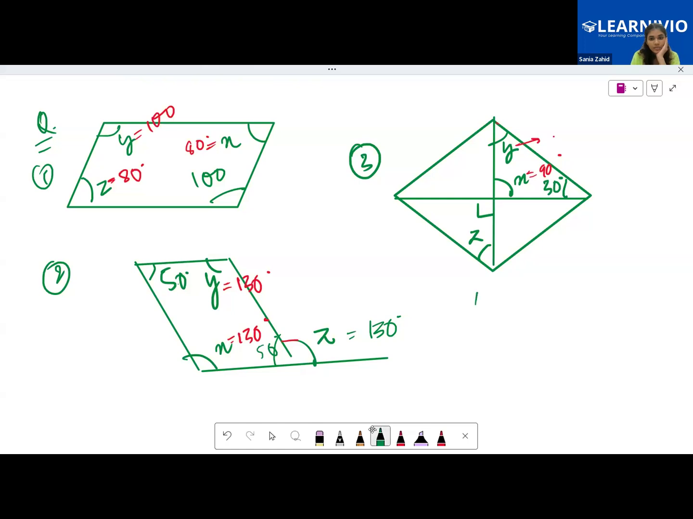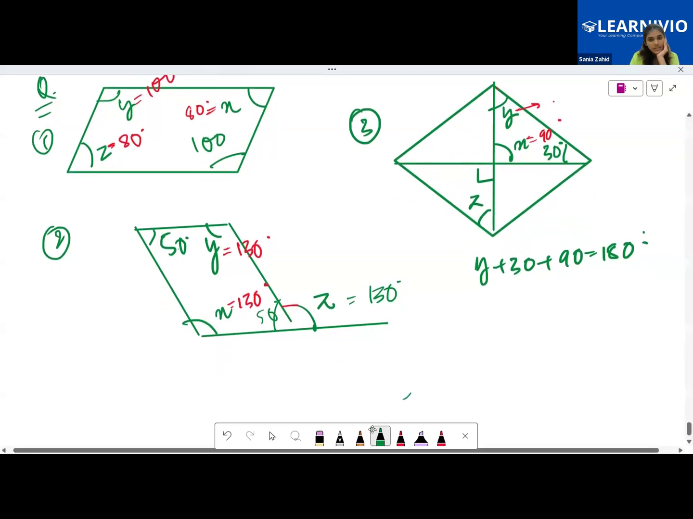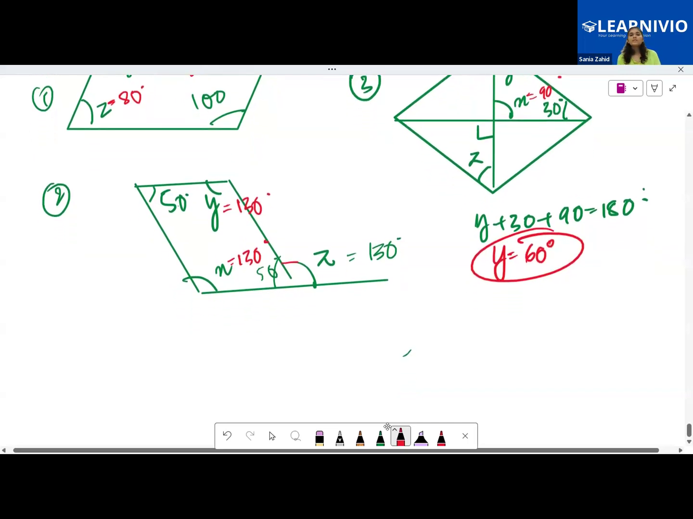I'll give you a hint. y plus 30 plus 90 should be equal to 180 degrees. Why? Because of the angle sum property. Now y is equal to 60 degrees. Yes, y is equal to 60 degrees. Okay. Now what about z?